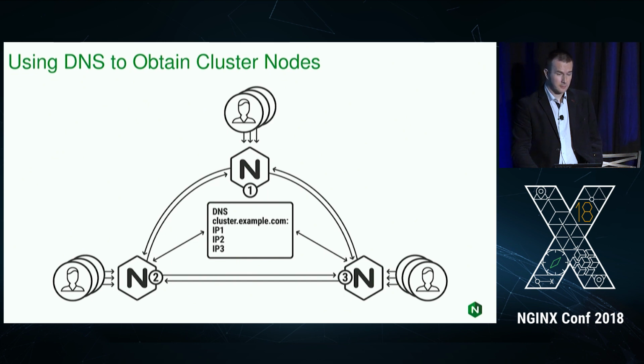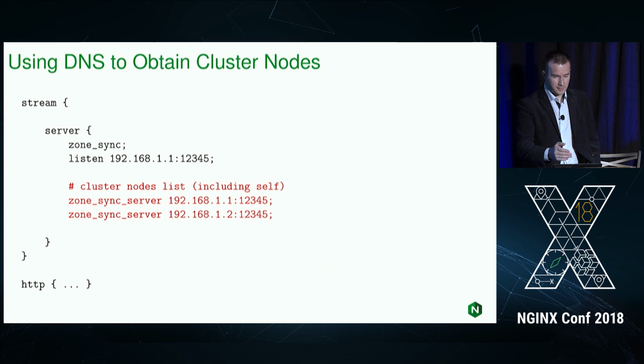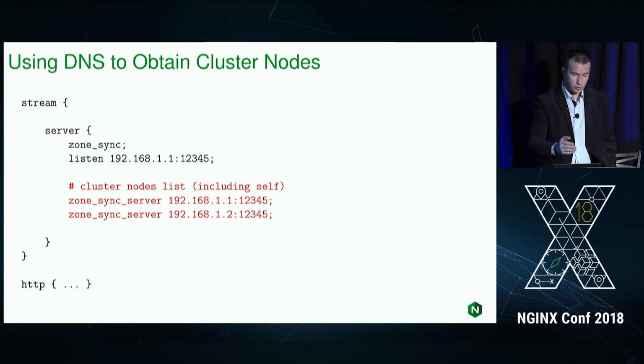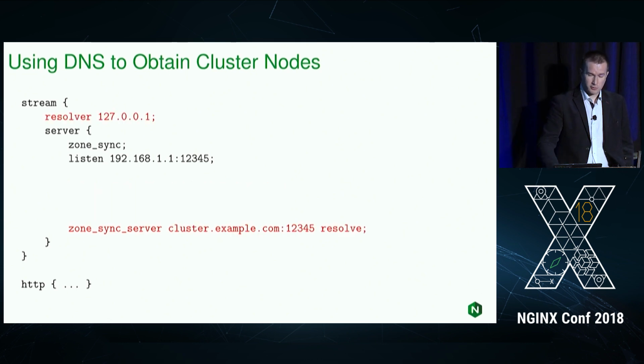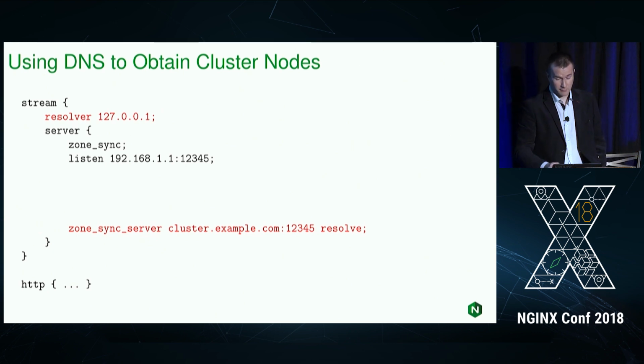Of course, having your cluster configuration listed in a configuration file is not very interesting. We want to put it into DNS. So here is a little scheme where we have a special domain name, cluster.example.com, that holds the IPs of all our nodes. And here is the configuration we have right now, and what should we do to convert it into DNS? We just use a resolve flag and a domain name as the server name, and we add a resolver to NGINX so it can use DNS.